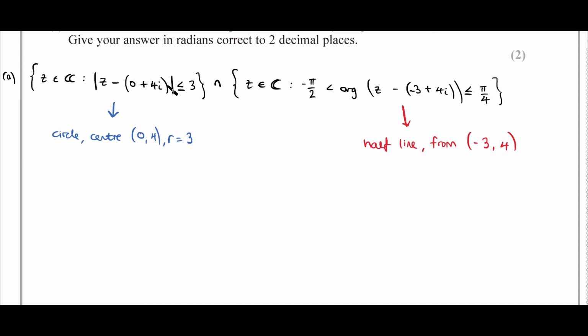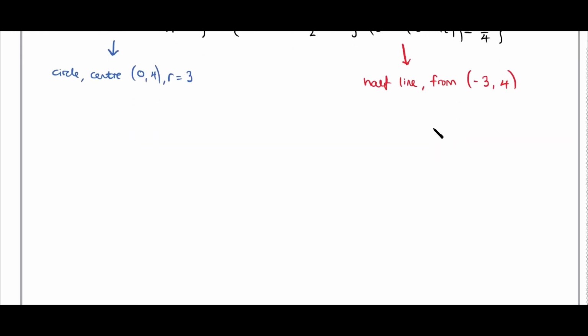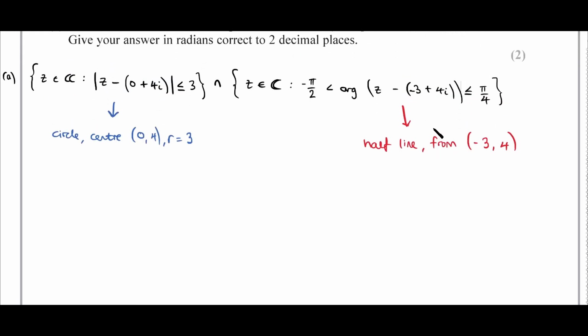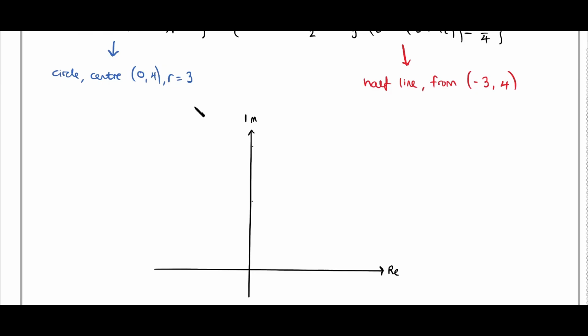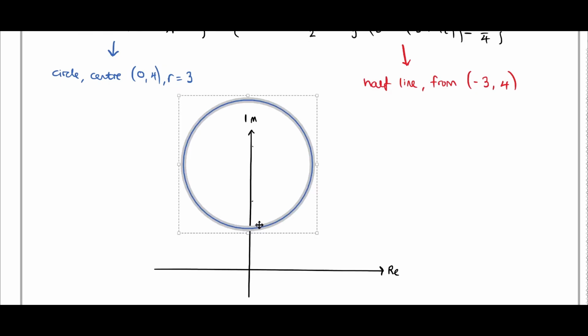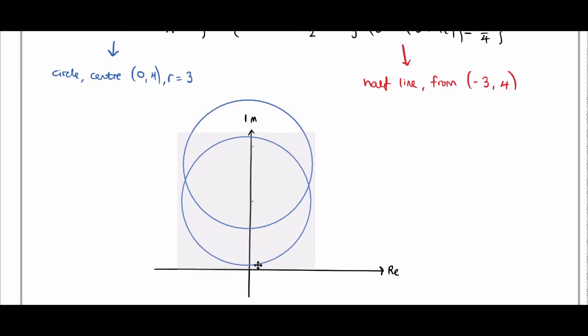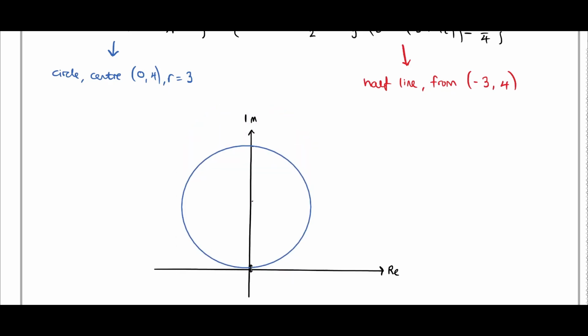Now, if we actually draw this first bit and this second bit separately, we'll then combine the results. Okay, so let's just draw on ourselves a quick set of axes. So let's just draw on a quick circle with radius.